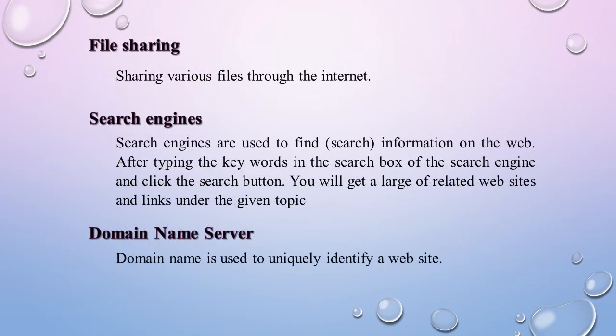File sharing. Sharing various files through the Internet. Search engines. Search engines are used to find information on the web. After typing the keywords in the search box of the search engine and clicking the search button, you will get a large number of related websites and links under the given topic. Domain name server. A domain name is used to uniquely identify a website.